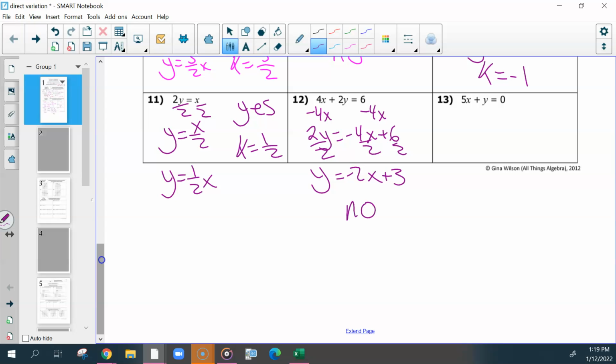And then for this one, when we solve this, we get y equals -5x. Would this be a direct variation? Yes. And what would our value of k be? -5. Do we have any questions on how we determine if something is a direct variation from an equation?